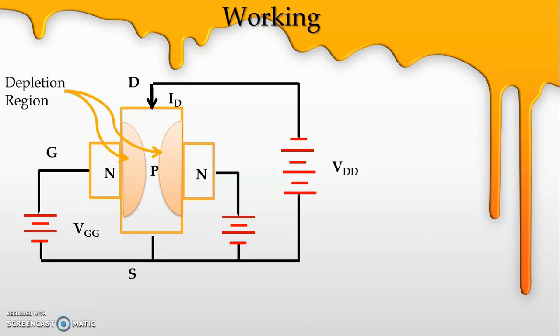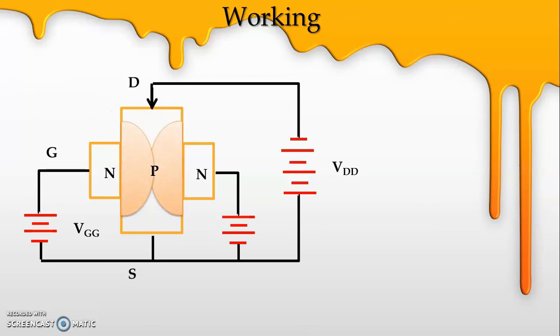So based on the application of gate voltage, the depletion region is formed and it will block the drain current. As we go on increasing the gate voltage, the depth of the depletion region also increases, and at a certain moment it totally blocks the drain to source conventional current, and ID, that is drain current, becomes zero.